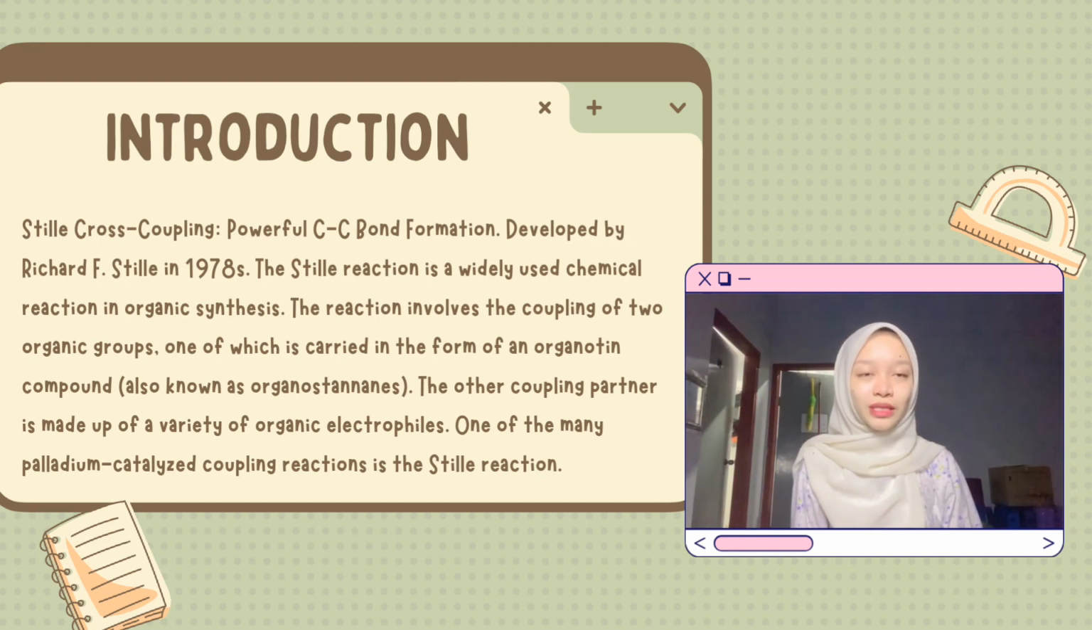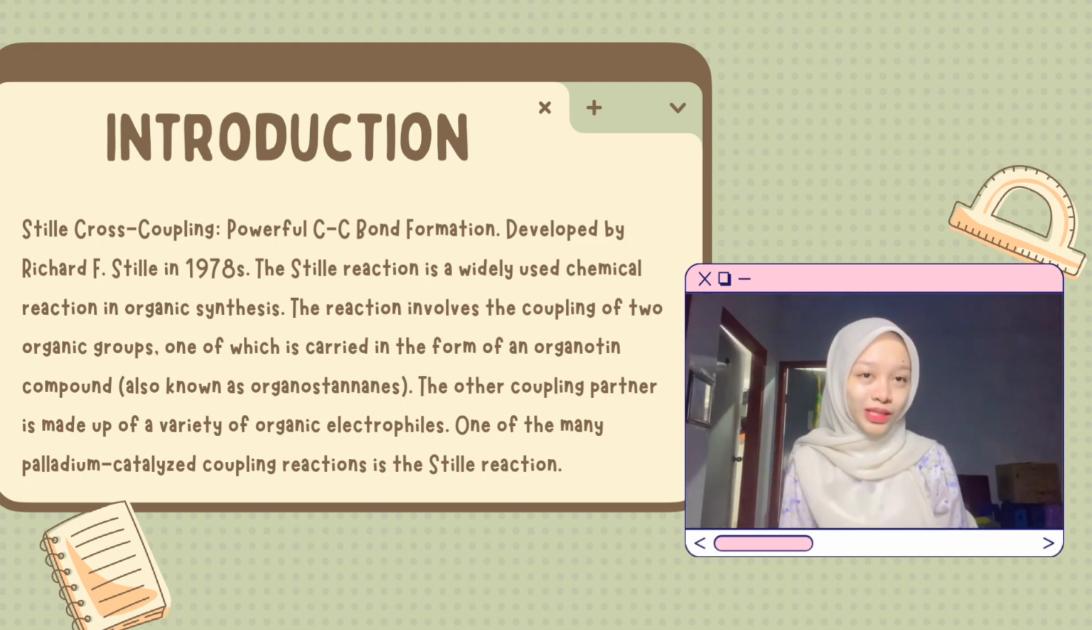And I'm going to present about the part introduction, definition, methodology, and the advantages and disadvantages about Stille cross-coupling reaction. Now let's begin. Welcome to the world of Stille cross-coupling reaction, a powerful method for forming carbon-carbon bonds.